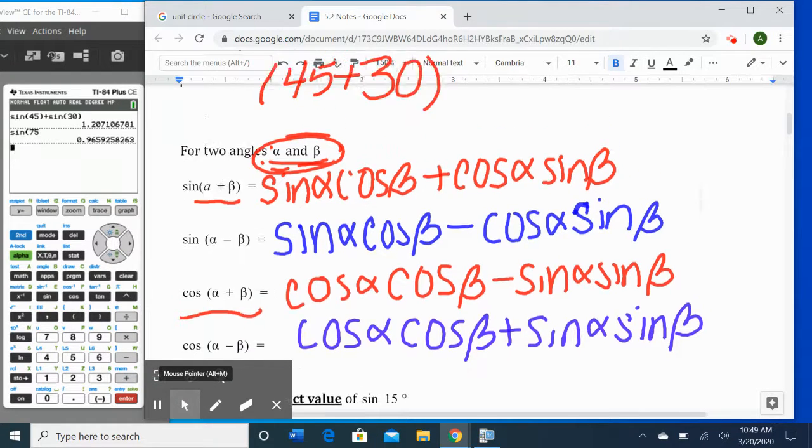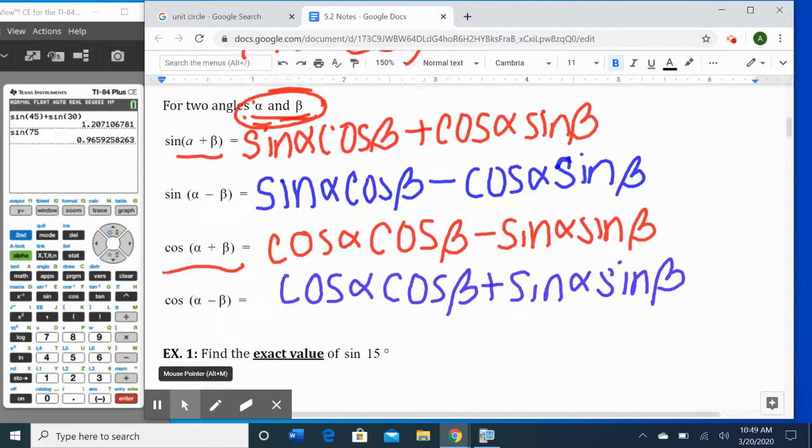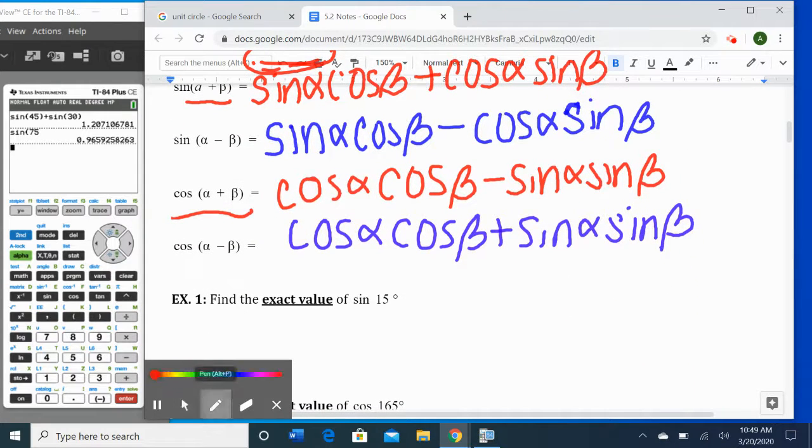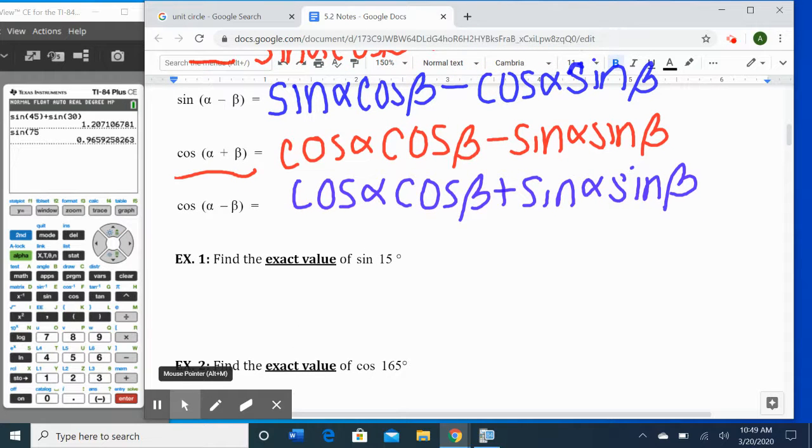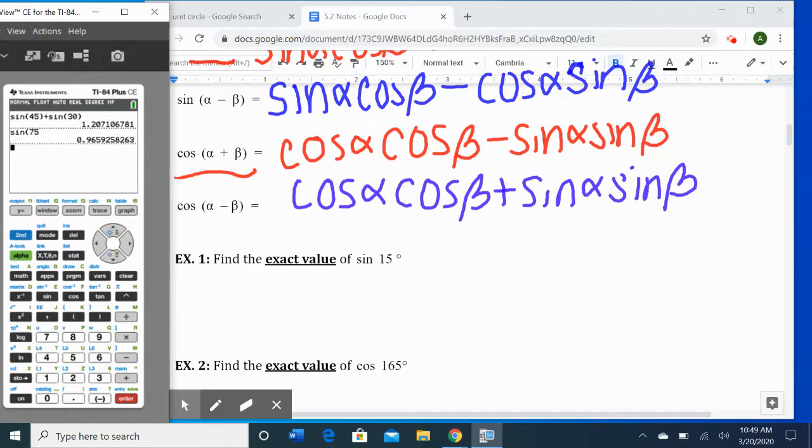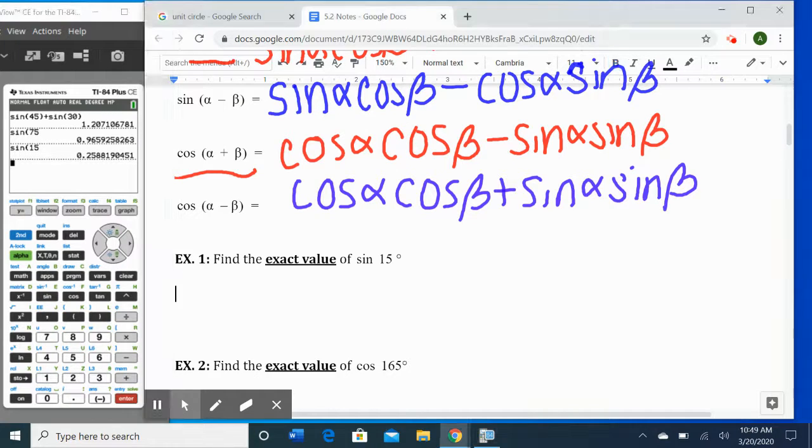So if I wanted to find the sine of 75, I could. Example 1 here says find the exact value of the sine of 15. The fact that it says exact value means that the answer they're looking for is not 0.2588. That's not what they're looking for. They want me to use these formulas and they want me to find the exact value.